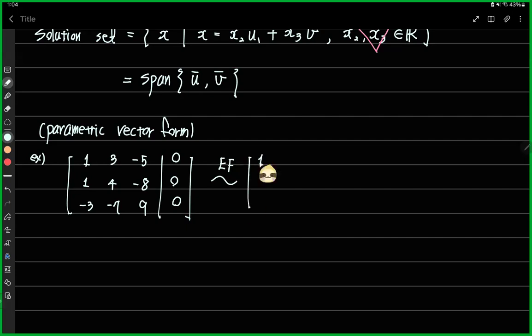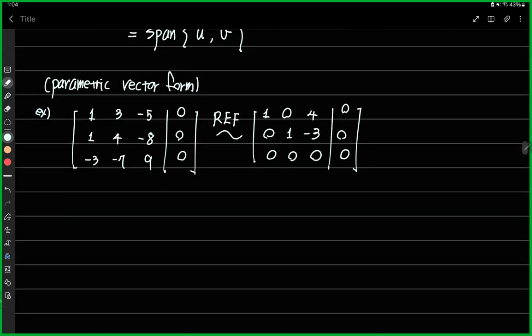Then we're gonna get, sorry, let me get the REF, reduced row echelon form: 1, 0, 4; 0, 1, -3; 0, 0, 0; and 0, 0, 0. Okay, I use three elementary operations. So what does that mean? It means that x1 is -4 times x3, and x2 is equal to 3 times x3, and x3 is free, right? So x1 is equal to -4 times x3, x2 is equal to 3 times x3, and x3 is free.